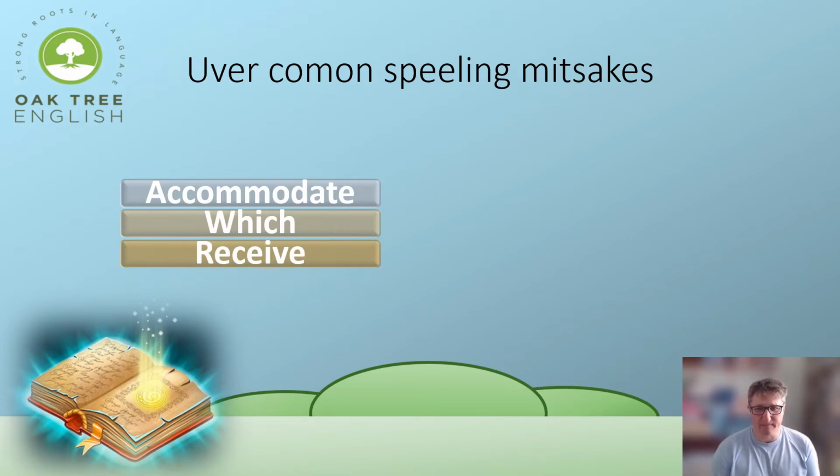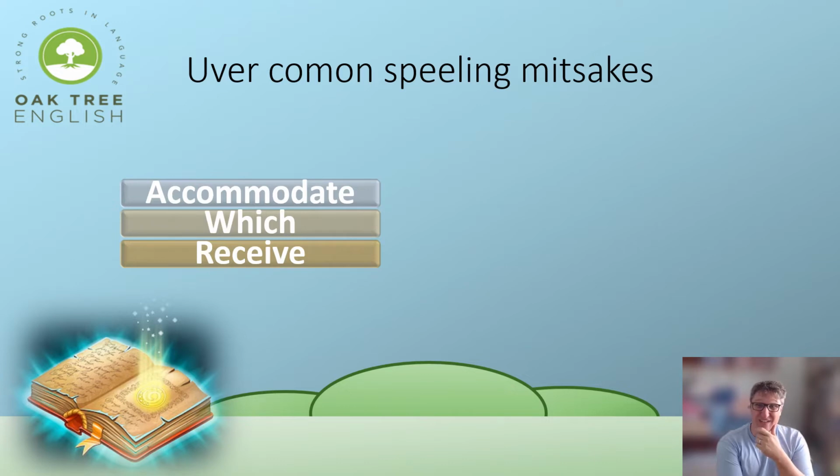Receive's a pain. You see, you all know that I comes before E, don't you? Of course you do. You were taught that at primary school. And you think, oh, I know that I comes before E. Well, the rule is not I before E. The rule is I before E except after C, which is why we have receive and receipt being spelled EI.